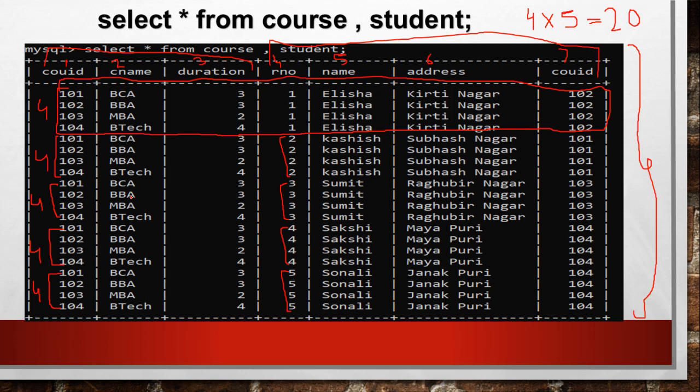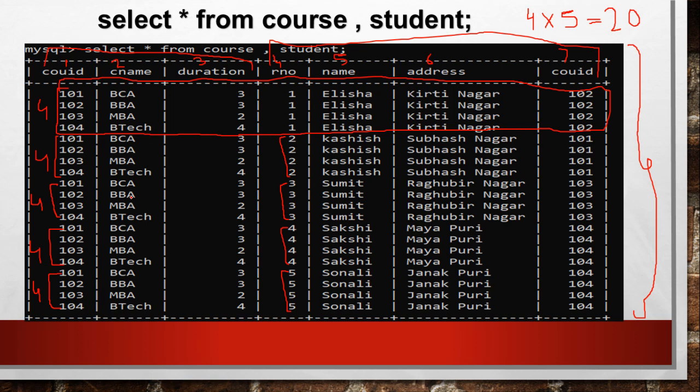Actually this Cartesian product is basically used for performing the join operation. The join operation we will discuss later on, because it is the last topic of our lecture, and there I will clarify what the use of this Cartesian product is. Before performing the join operation, the system will first do the Cartesian product operation internally, and then the join operation is performed on that. So you will get a clear idea about the Cartesian product when we perform the join operations.